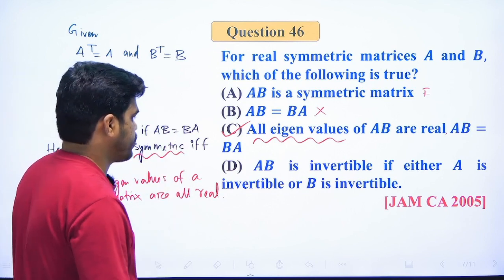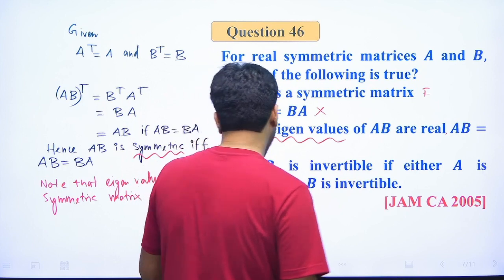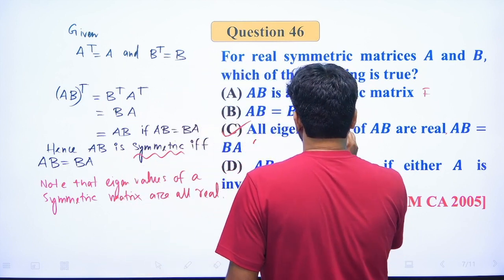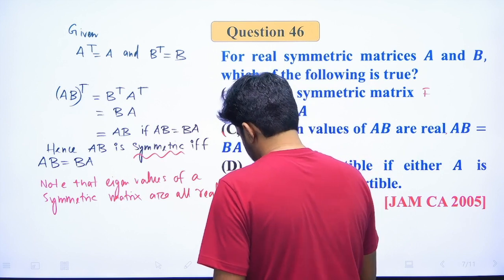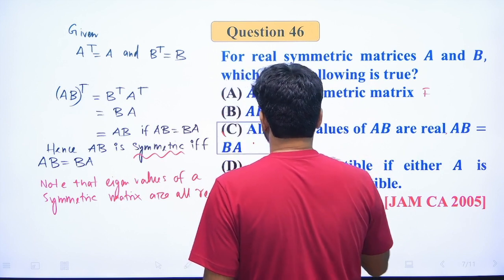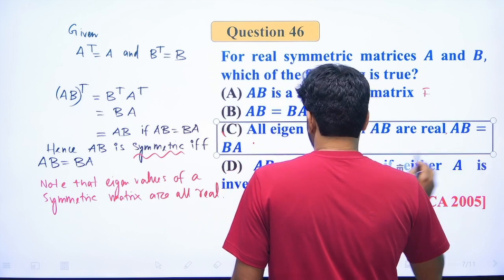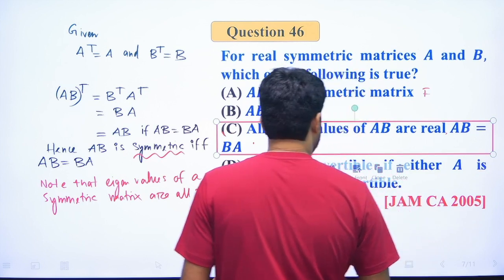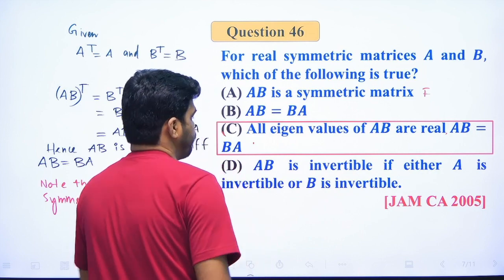Okay, so option C is the correct answer. This is the correct answer. All eigenvalues of AB are real if AB is equal to BA.